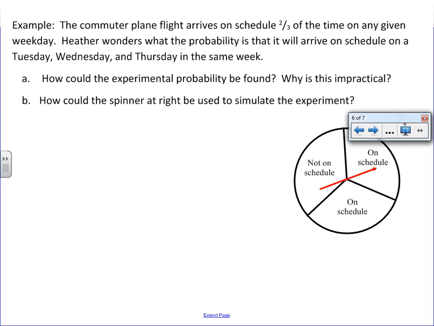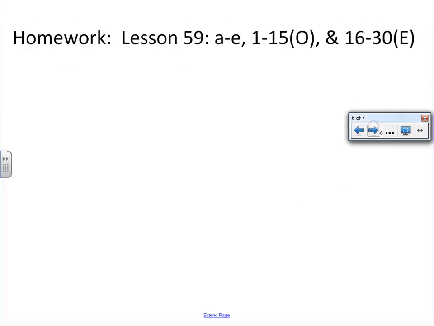And then it says, how could the spinner at the right be used to simulate the experiment? Well, instead of going for 52 weeks out of the year and checking Tuesday, Wednesday, and Thursday, she could just chart it and say, okay, on Tuesday there are going to be 20 flights. Let's see how many of them arrive 2/3 of the time. And Wednesday, same thing. Thursday, same thing. And she could just do that for however many times she wants to, instead of going and sitting at the airport all day by herself.